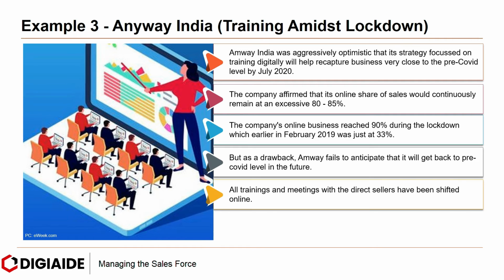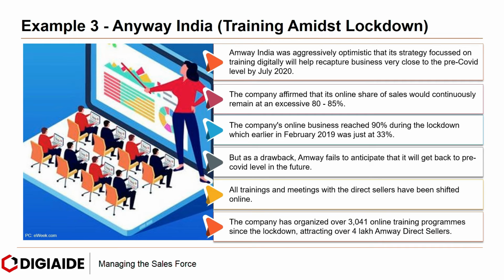All trainings and meetings with direct sellers have been shifted online. The company has organized over 3,041 online training programs since the lockdown, attracting over 4 lakh Amway direct sellers.